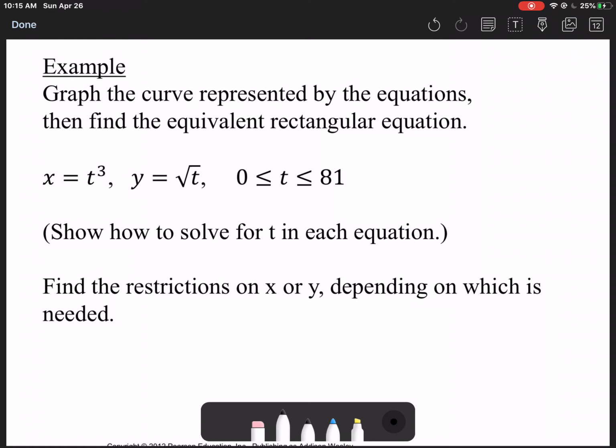Next one, to give you another example with it. Graphing the curve represented by the equation. I'm going to show you how to do this one on the calculator as well. Then find the equivalent rectangular equation. That's a rectangular equation or Cartesian equation where you eliminate the parameter.